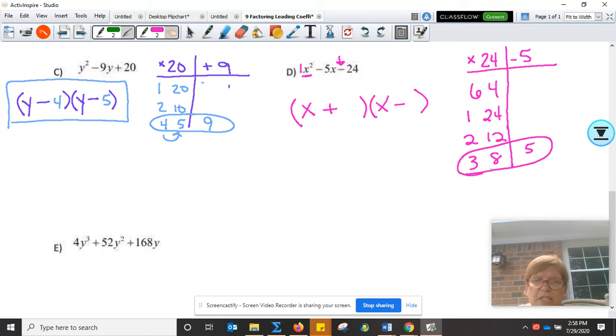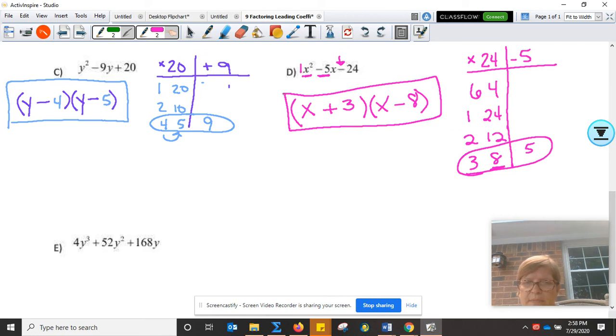Okay? Since your middle term is minus, your largest number is going to be subtraction. So x minus 8, x plus 3. That's your final answer. Okay? Be sure to check these and make sure you know that you are correct.